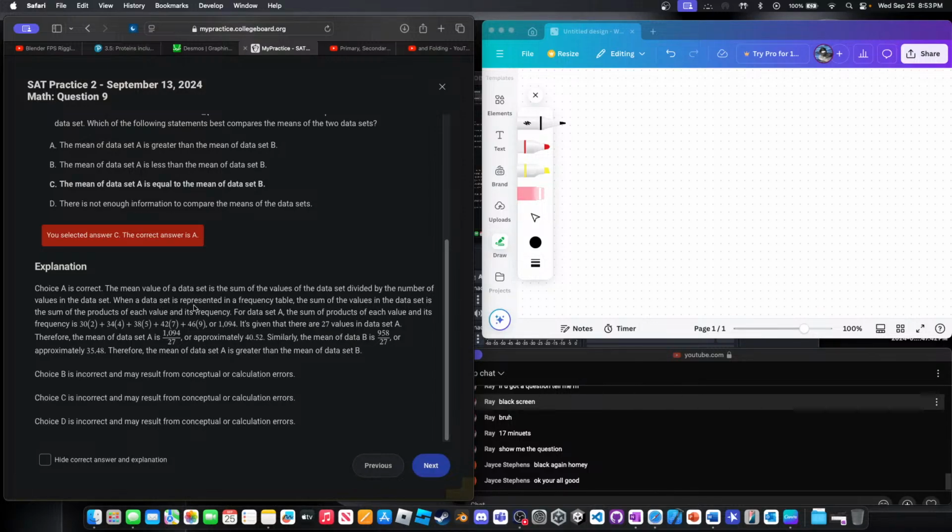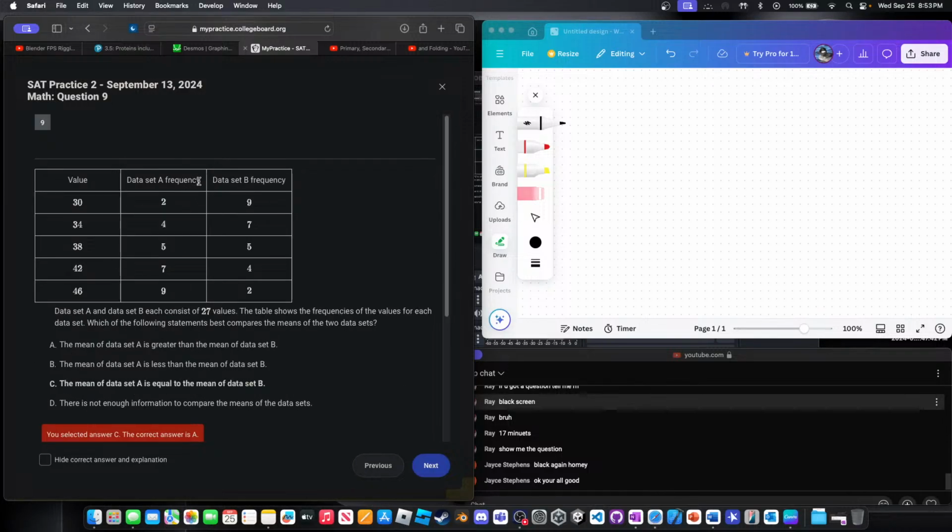So, let's see. When a data set is represented in a frequency table, the sum of the values of the data set is the sum of the products of each value and its frequency. Okay. Oh, they literally meant literally frequency, like how many times it appears in the data set. So 30 appears 2 times, 30 appears 9 times. Oh my gosh, I'm actually so dumb.